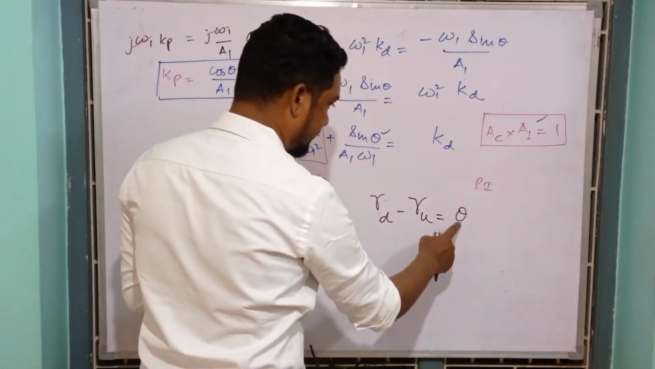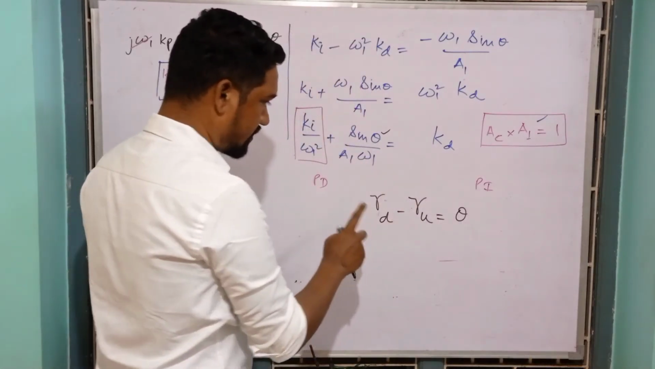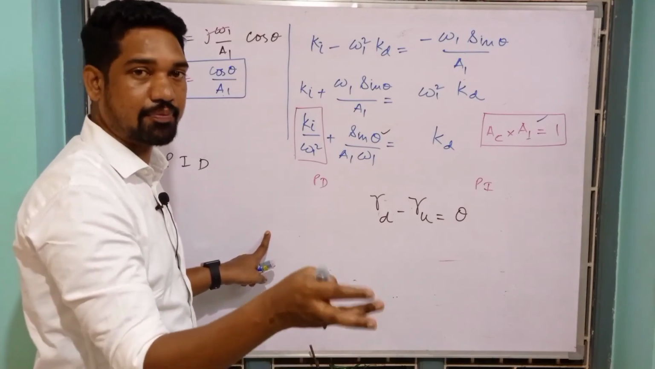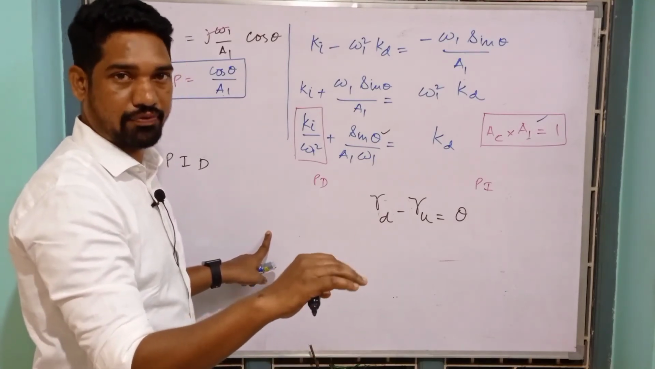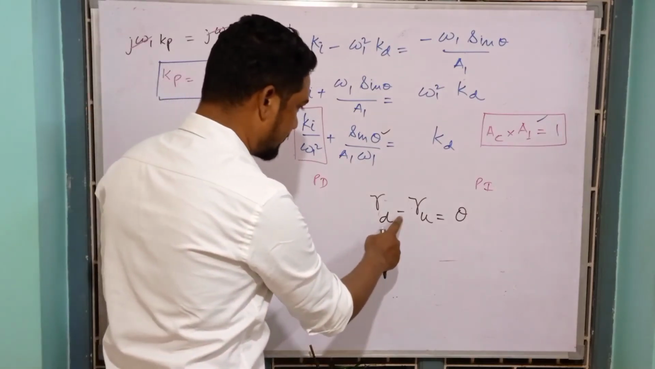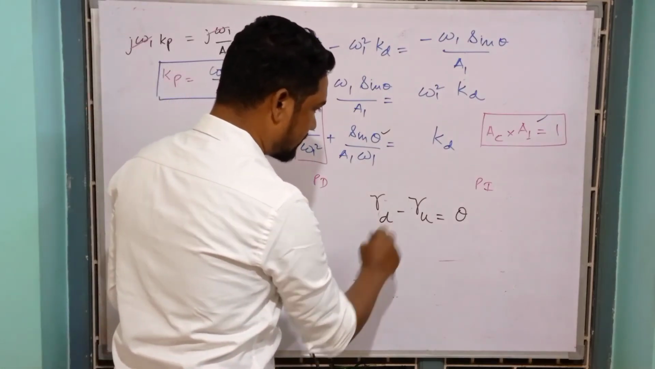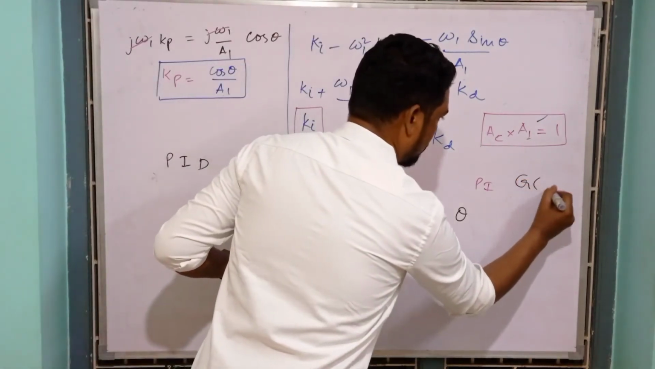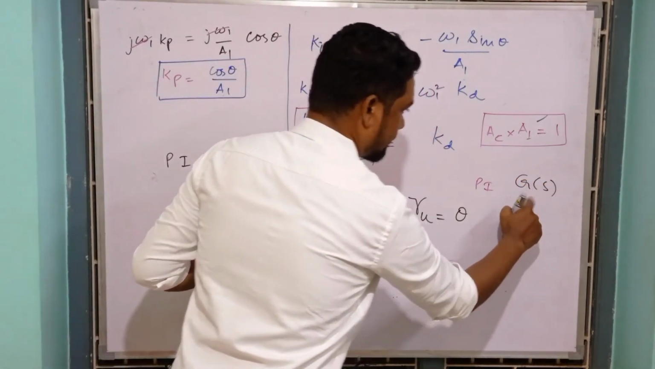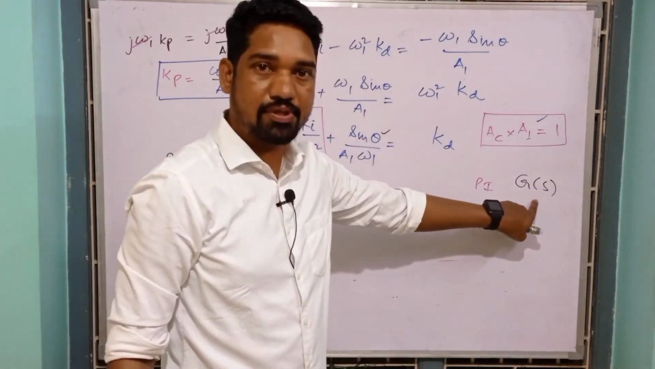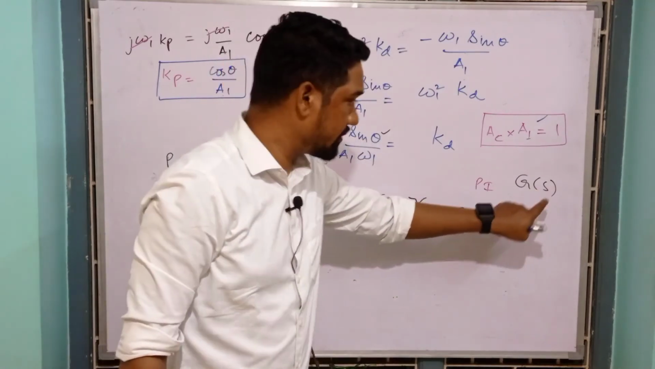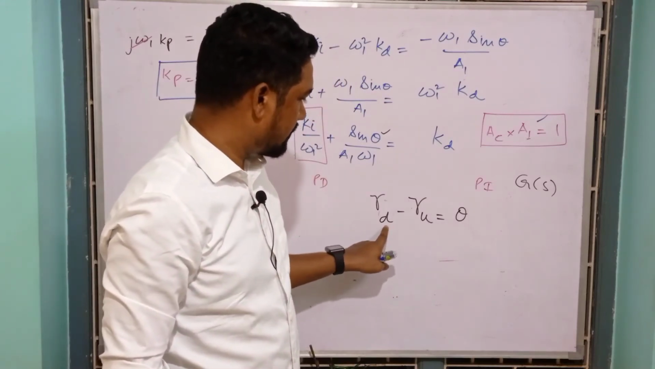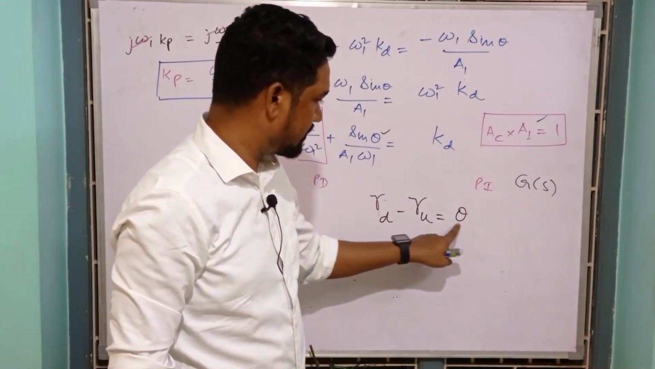So how to get the theta again? I repeat, the phase margin will be specified in the question itself, and we need to design a PID controller to have so and so phase margin. That will be the desired phase margin minus the phase margin of the uncompensated system. We work on the open loop transfer function G of S, obtain its phase margin, and that will be the phase margin of the uncompensated system. The difference will give us the theta.